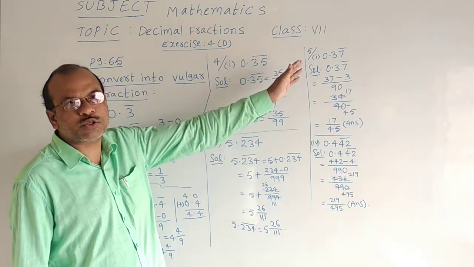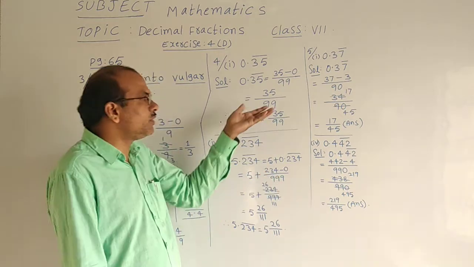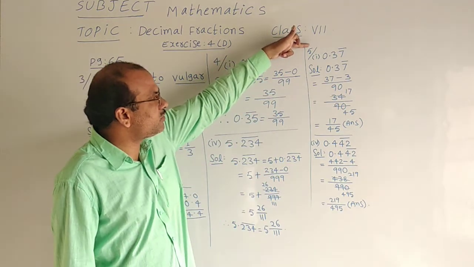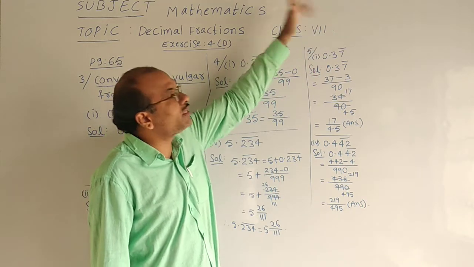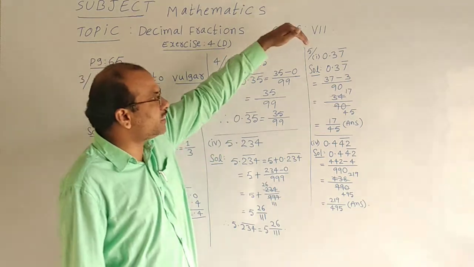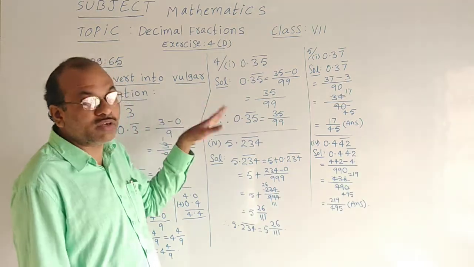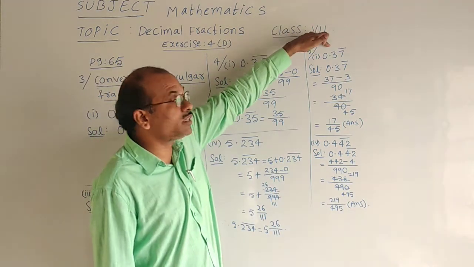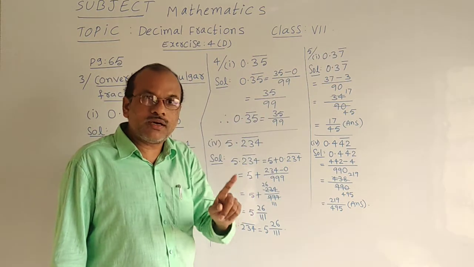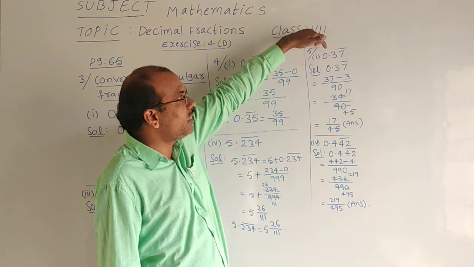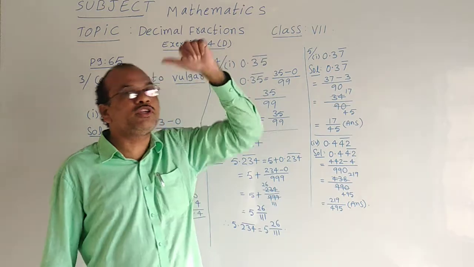Again, on the same page we have question 5. In that also some models are there. The method of doing is the same. We will see that part. Question 5, first one: 0.37 bar. Only 7 is under the bar, not 37. In the decimal part only 1 digit is under the bar. So far all the digits in the decimal part had a bar, but right now in question 5, first bit, 1 digit is under the bar, and another digit is free from the bar, this 3. And the starting should be 0.